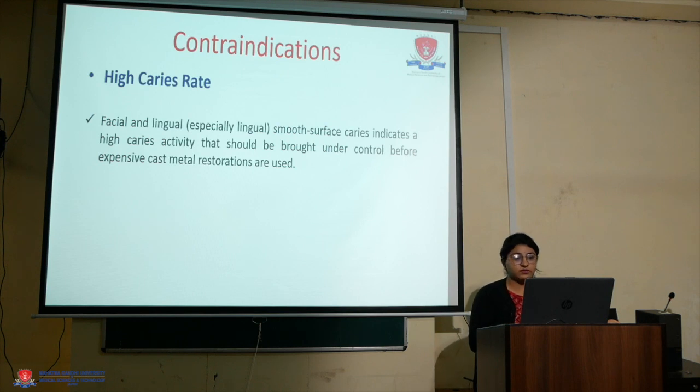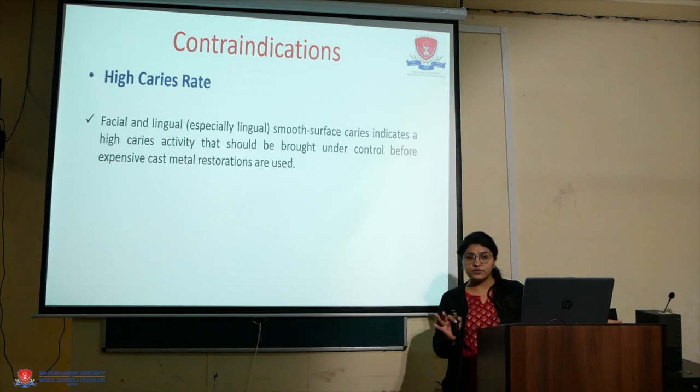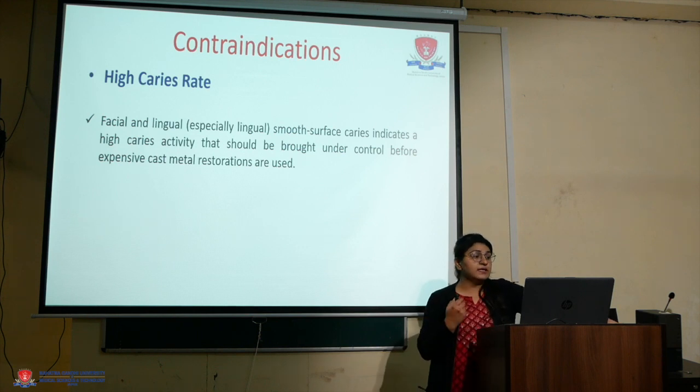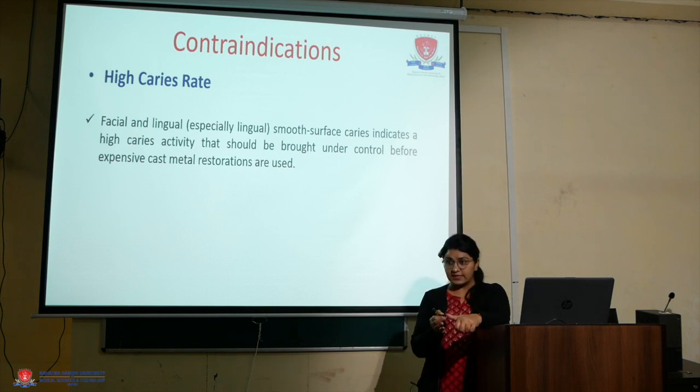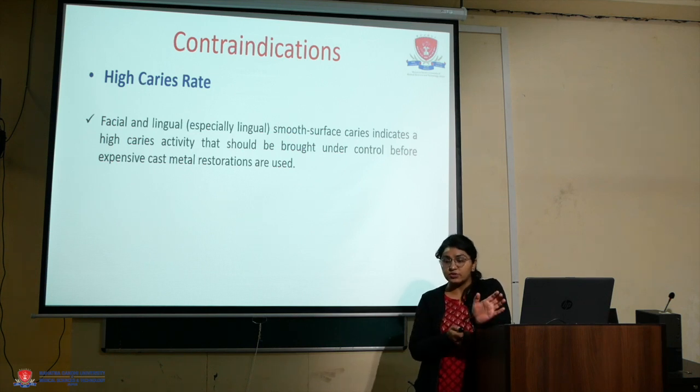Now we have talked about the indications, now talking about the contraindications. There are certain cases where you cannot use these cast metal restorations. Why? Like a high caries rate, because these materials are expensive. As you can see, the lab procedure is involved, so the cost increases as compared to the direct restoration. So in cases where there is a high caries rate, you have to make sure that you first control the caries activity, otherwise dimensions will keep changing and again you have to change the restoration. It is not possible to change these restorations so frequently.